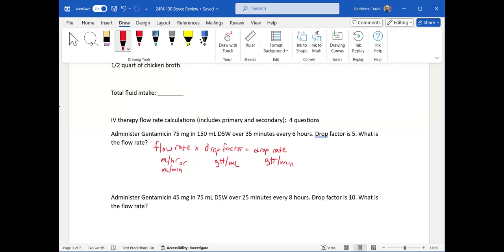Now, the reason I'm giving you two types of flow rates is because ultimately you want your final answer in drops per minute. So if it gives you a volume per minute to start off with, then you want to leave that as is.